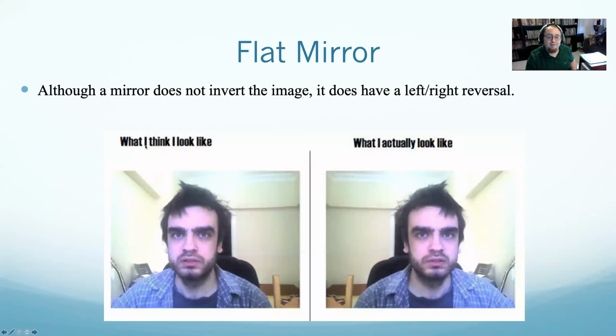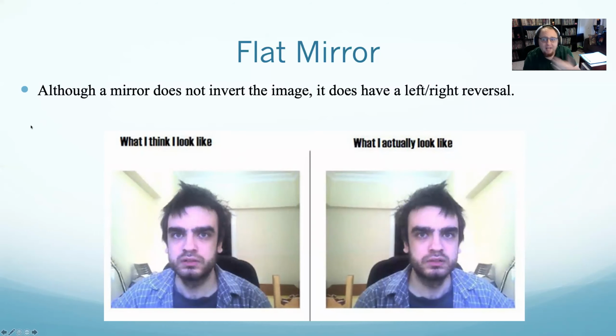Now that being said, a flat mirror does have a left-right reversal. If I lift my left hand, it's actually, no, Zoom flips it. It should actually be on your left because Zoom flips. What I see is different from what you see. But in general, when you look at something in the mirror, any writing would normally be backwards. The image has a left-right reversal.